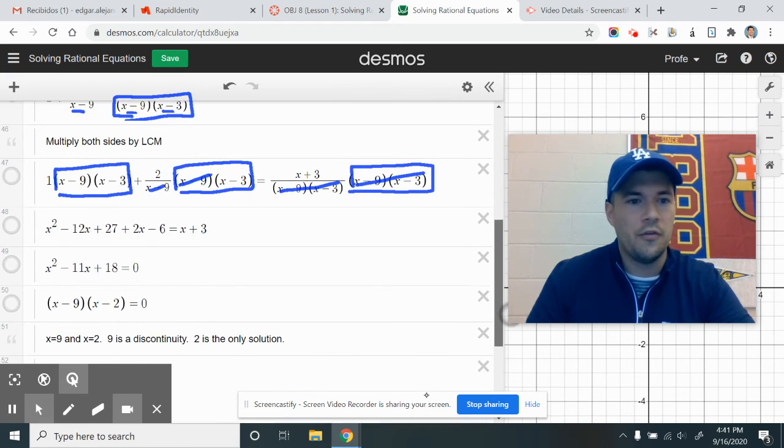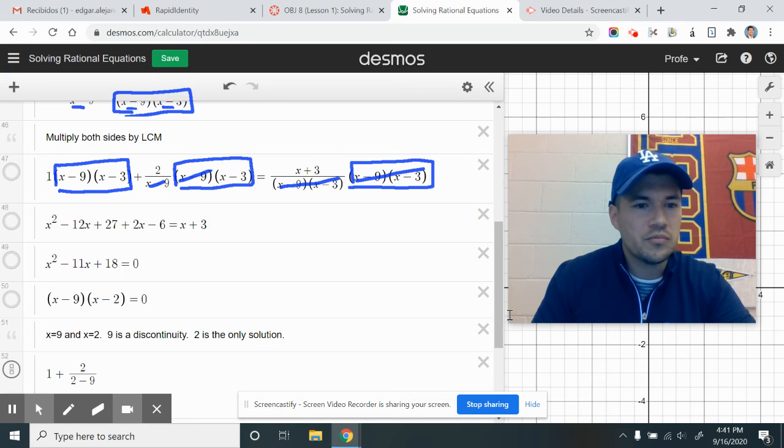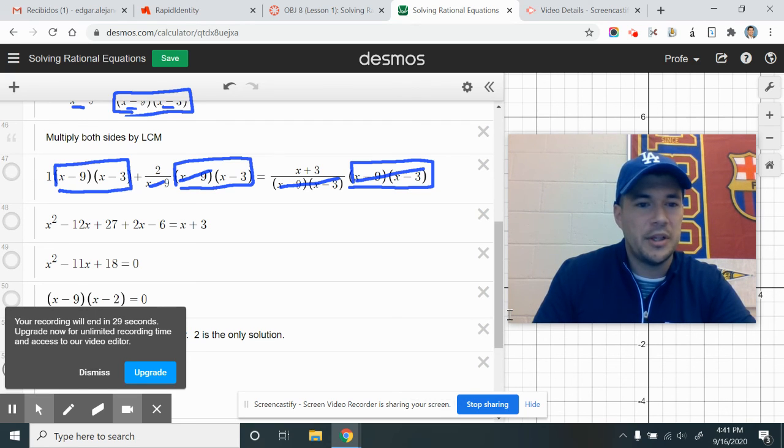And you have to be real careful. What remains is, well, you just had a 1 right here. Okay, you just had, well, not a 1. You have x minus 9 times x minus 3, which you can remember is x squared minus 12x plus 27. And then I double the expression x minus 3, so I get 2x minus 6. On the right side, all that remains is x plus 3. All right, and I continue going right here.